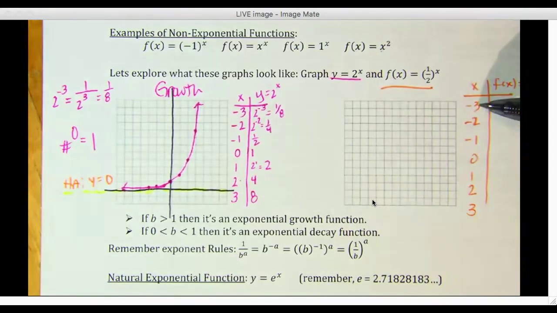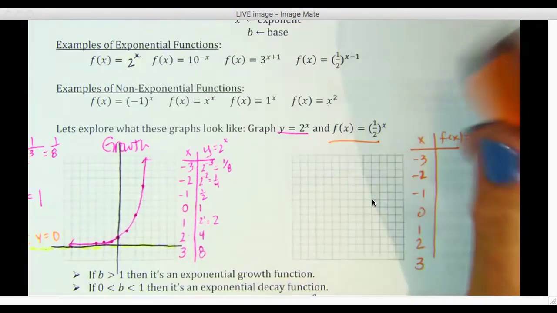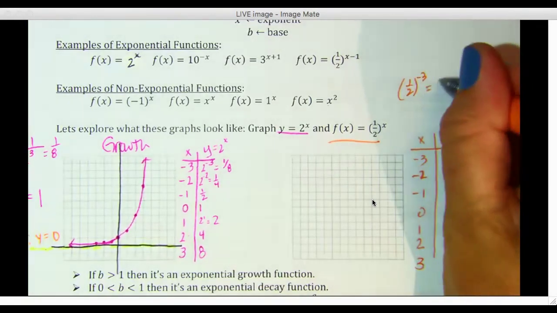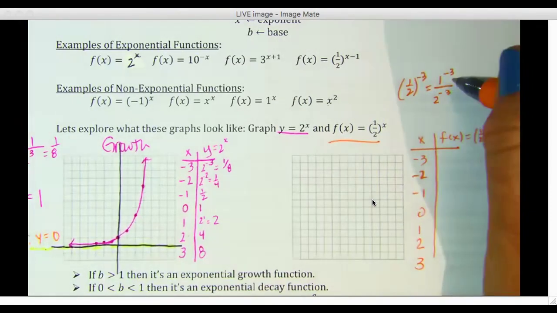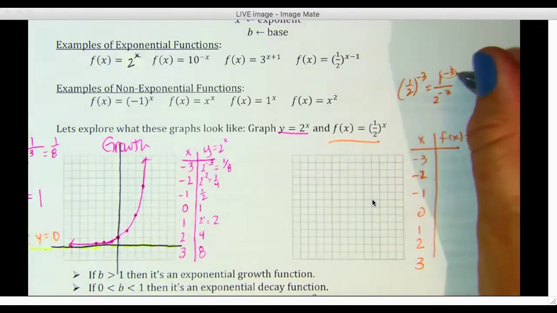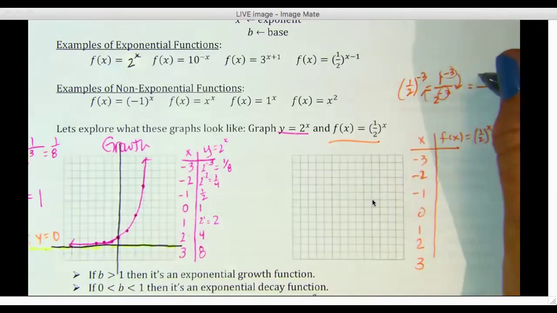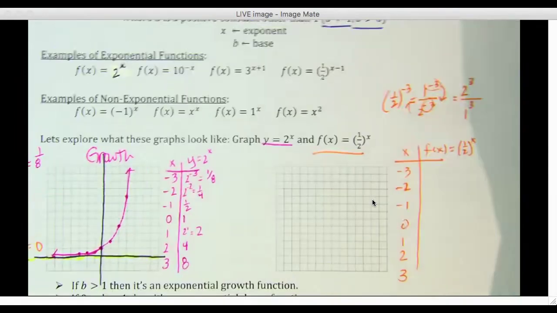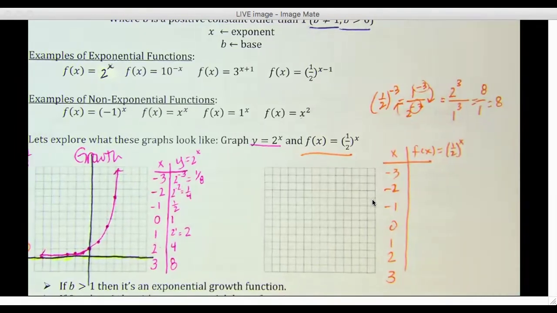And if I plug in -3, let's kind of review briefly what that looks like. Having 1/2 to the -3 power. Well, that's 1 to the -3 power over 2 to the -3 power. Remember that negative exponents move. So this is going to bring the 2 up top and be a positive exponent, and the 1 on bottom and become a positive exponent. 2 cubed is 8, and 1 cubed is 1, so this is equal to 8.